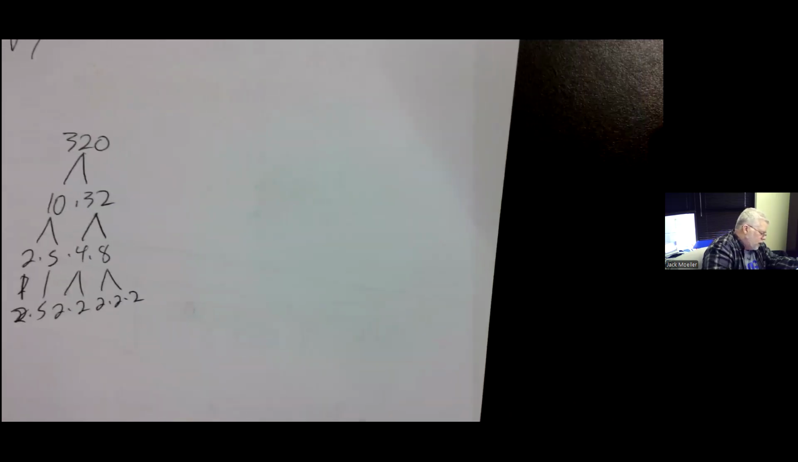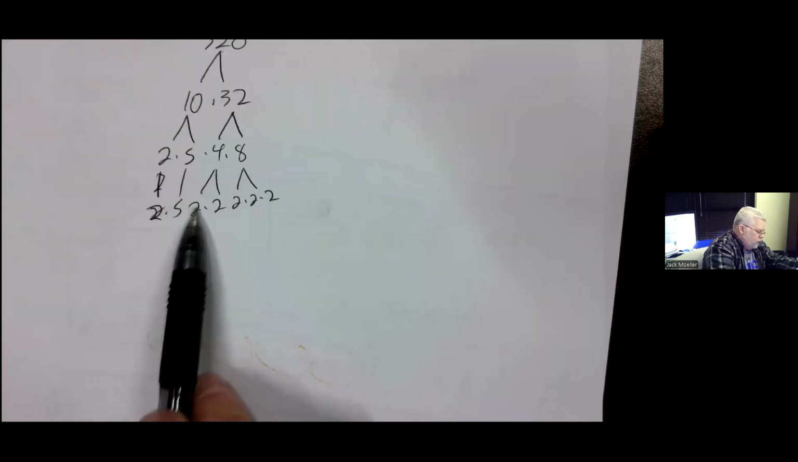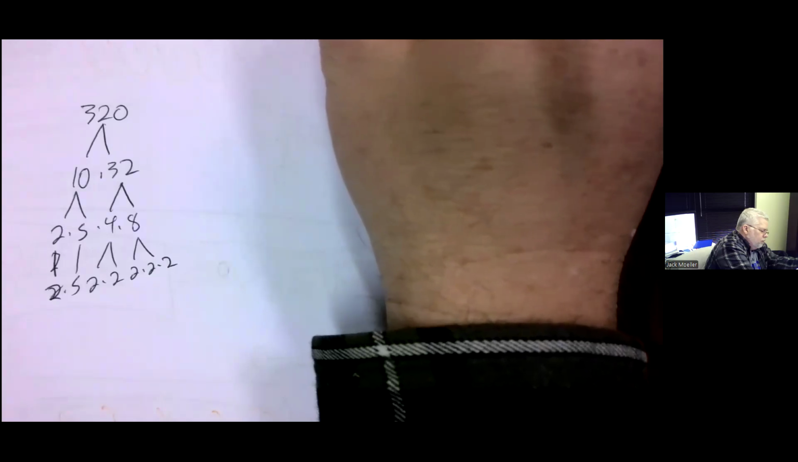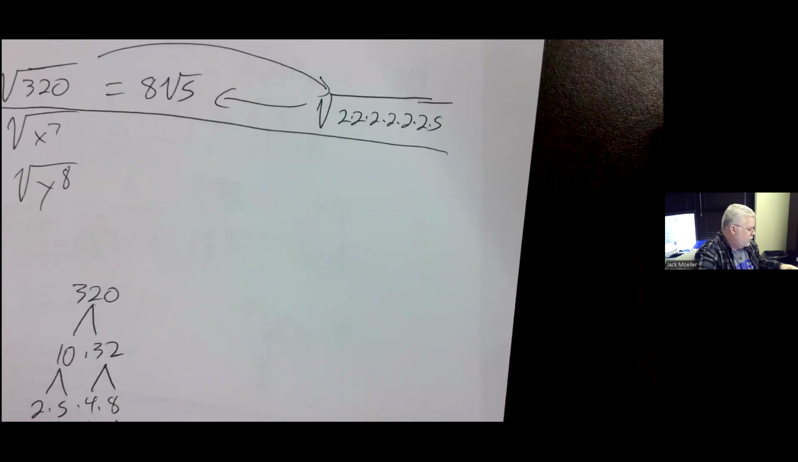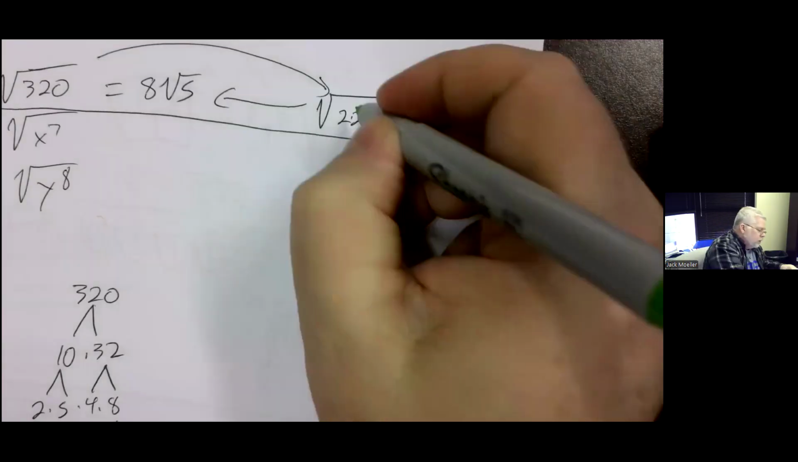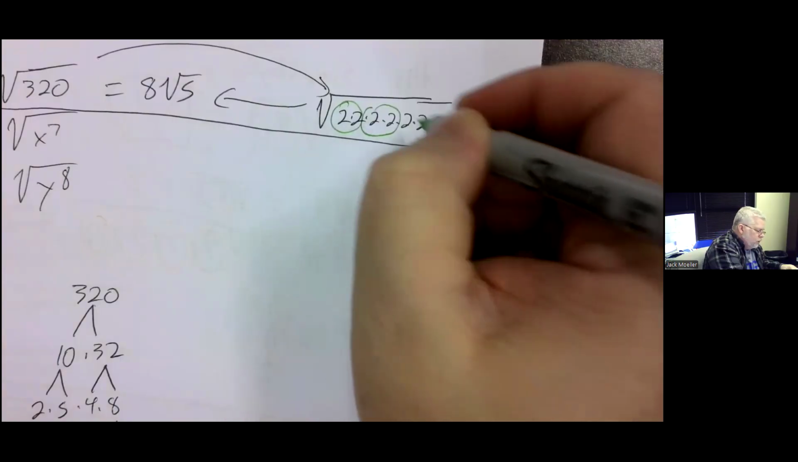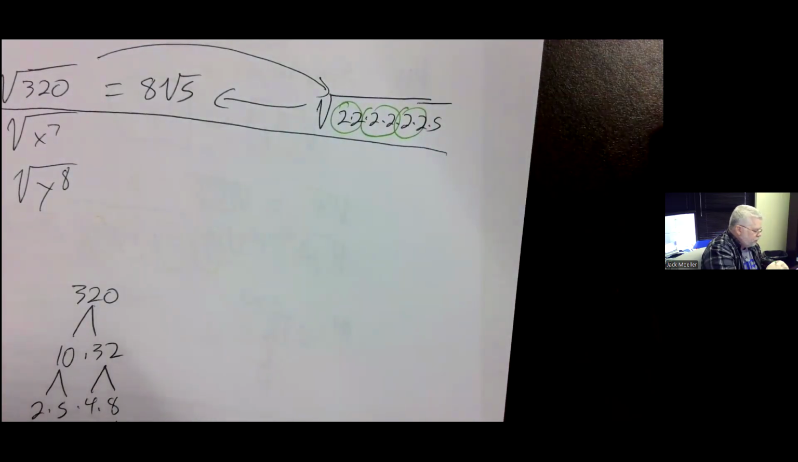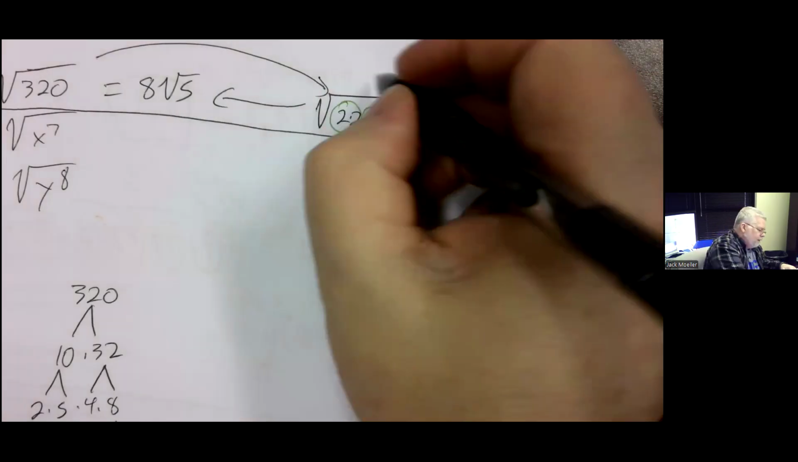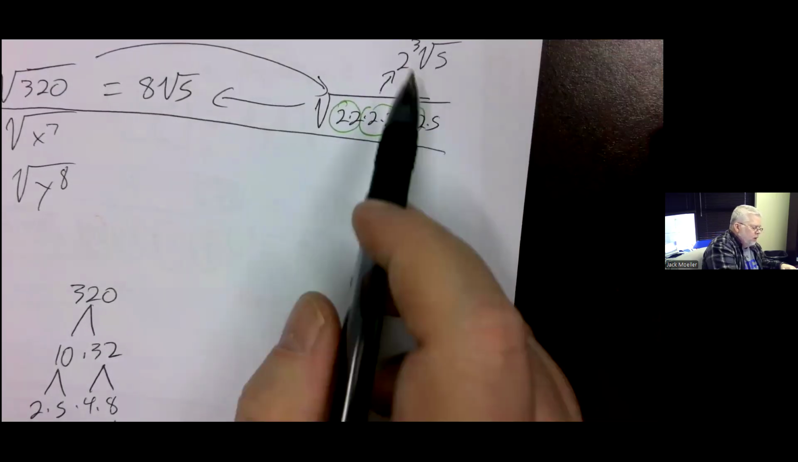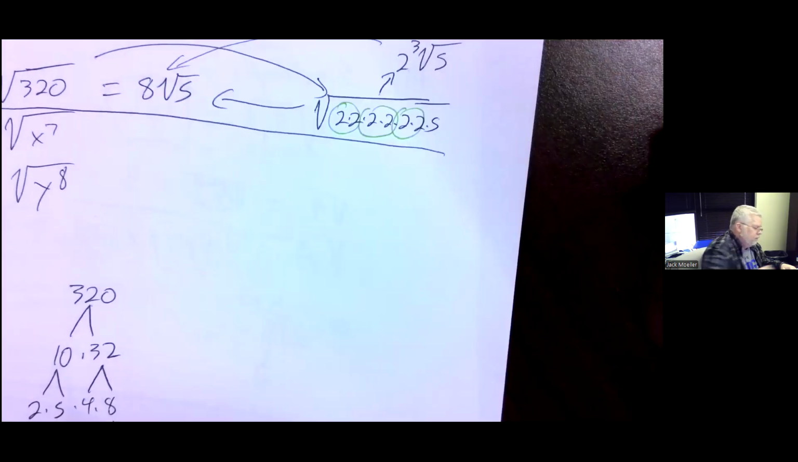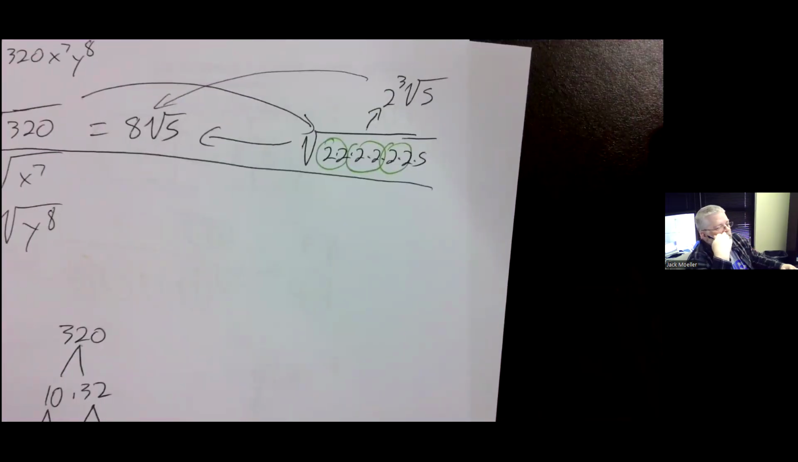All right, so what do we have? We have 1, 2, 3, 4, 5, 6 2s, and a 5. So how does that help us? Well, remember the grouping method says that this is square root, so we're looking for pairs. So there is 1 pair of 2s, 2 pair of 2s, 3 pair of 2s. So what are we pulling out? That is 2 cubed. What's left over is a 5. Now what is 2 cubed? Bam, it's 8. So that's where that 8 square root of 5 is coming from.